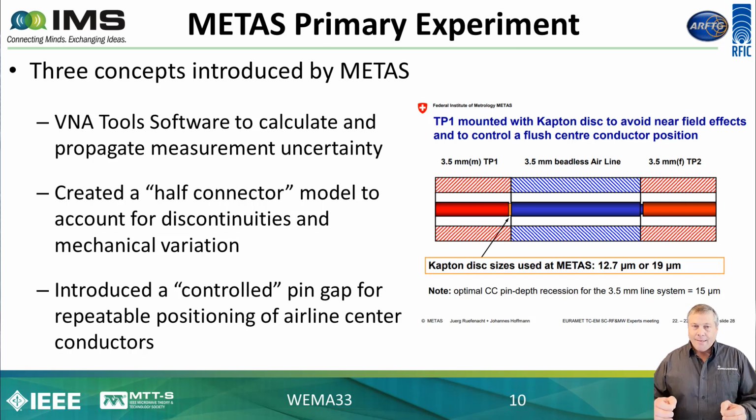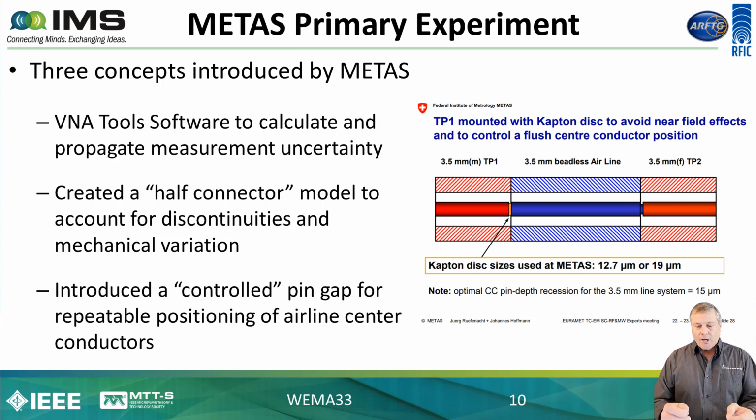So one of the main things that METAS has introduced in the past decade was this concept of adding a small spacer, which is created out of Kapton material. So a small disc that is put on one end of the airline, and then they push the airline center conductor against that disc, and that disc provides then a very repeatable positioning of that center conductor between the male and female ends of the coaxial cables.